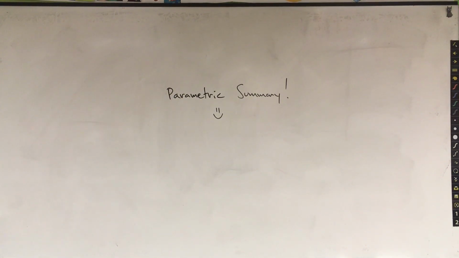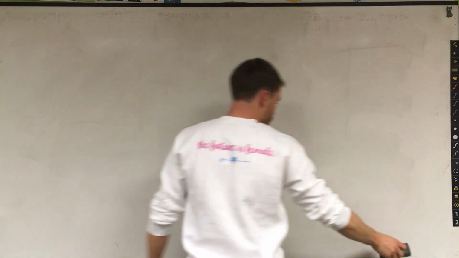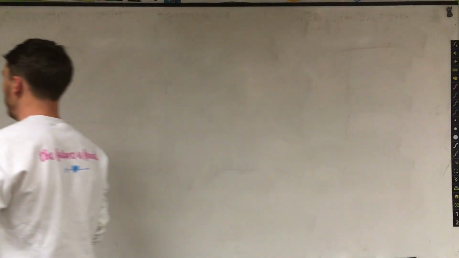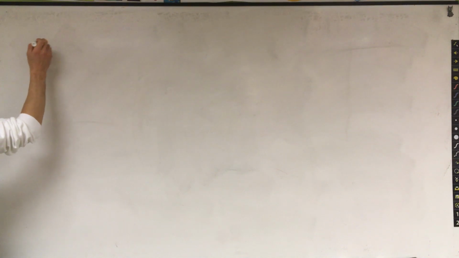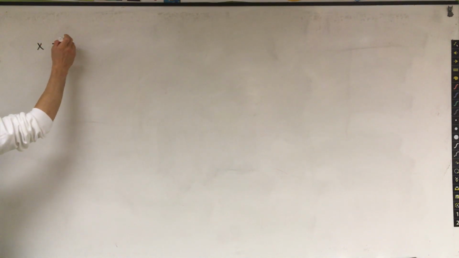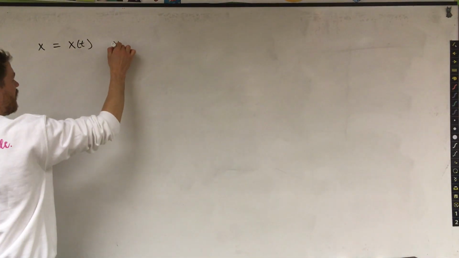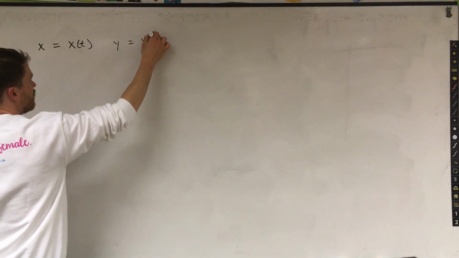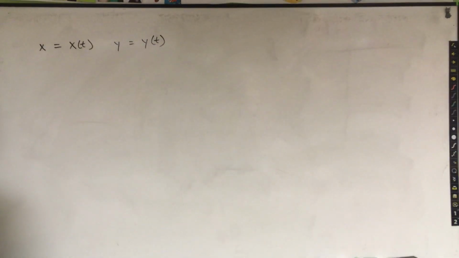Okay, so here is a quick summarization of what you would need to know about parametric equations in calculus. So let's start with the basics. What we have is x as some function of time, x of t, let's call it, and y as some function of t, usually time. Let's call it y of t.